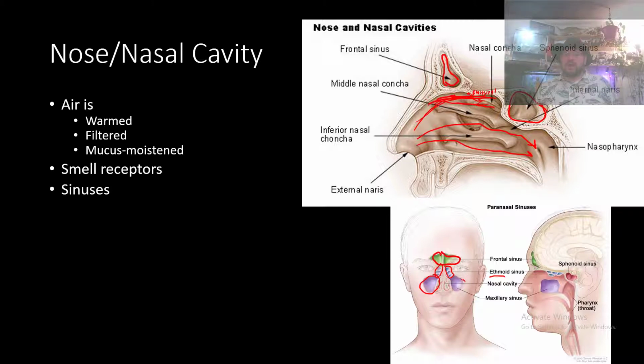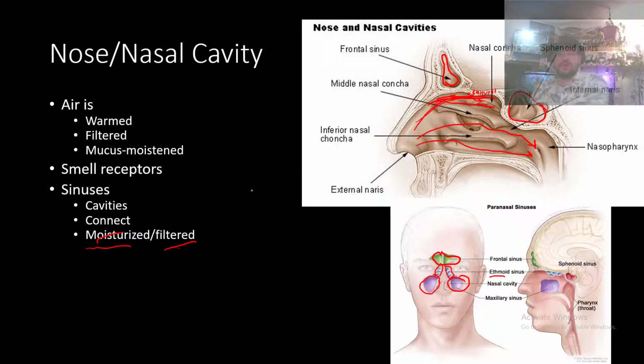And these are hollow cavities with mucus and air in them. And mucus circulates, and various things happen in the sinuses. So they connect up to the nasal cavity. They are cavities filled with moisture, or mucus, and they circulate mucus through the nasal cavity. They help to moisturize the air, and they help to filter the air with all that mucus catching debris.